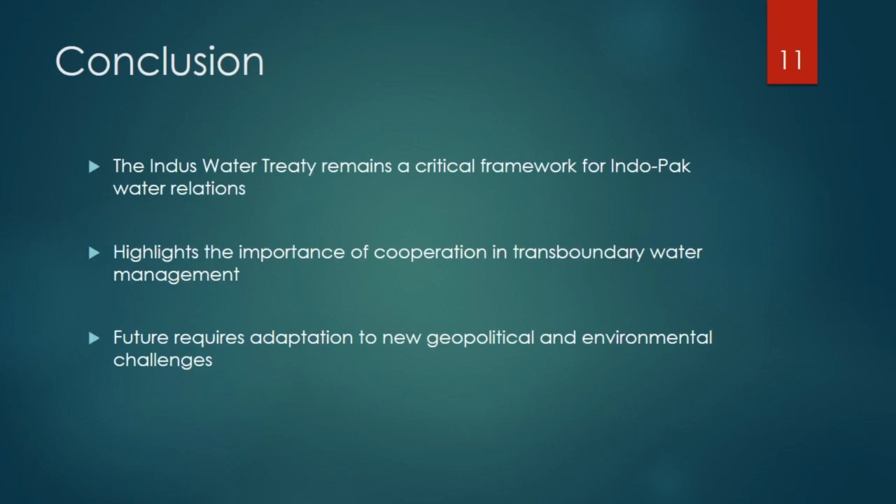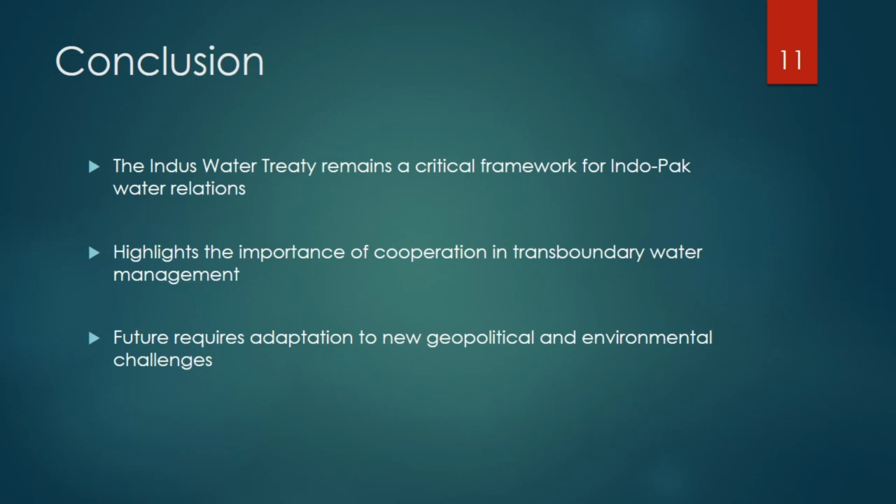At the same time, there was also a mechanism under this treaty, which is arbitration and a neutral expert mechanism for conflict resolution. If any issue is not settled, or the Indus Water Commission is not able to resolve an issue, then the issue will be taken to arbitration or a neutral expert and it will be resolved there.